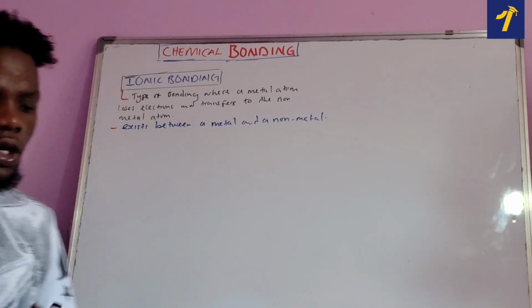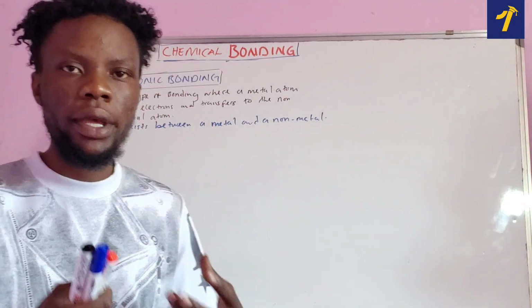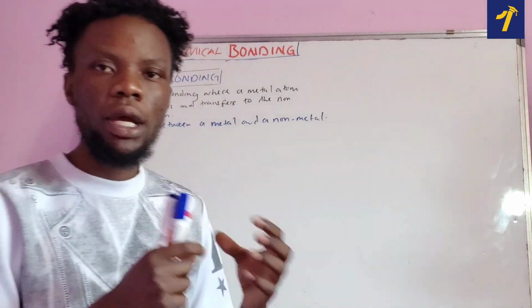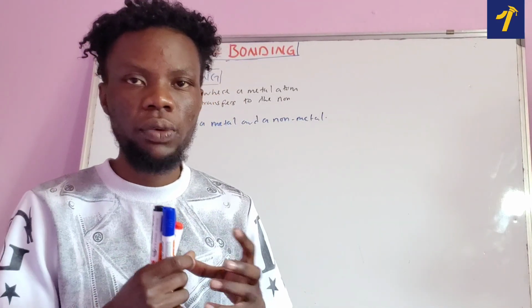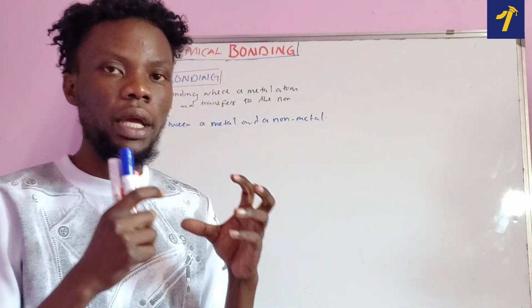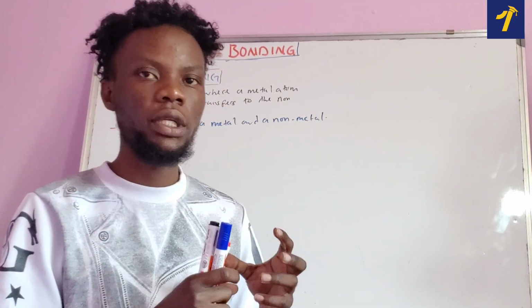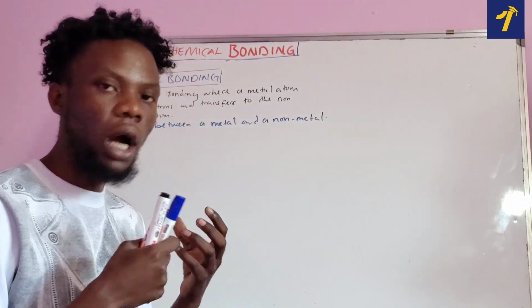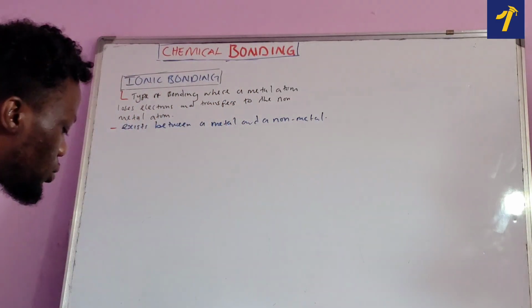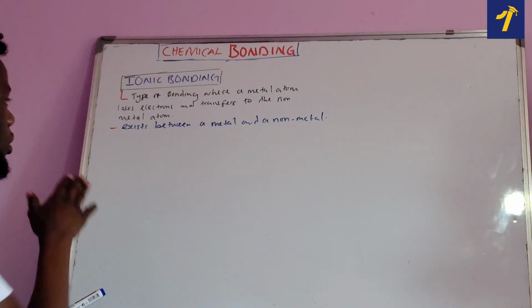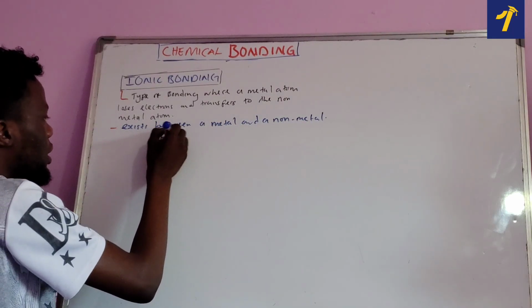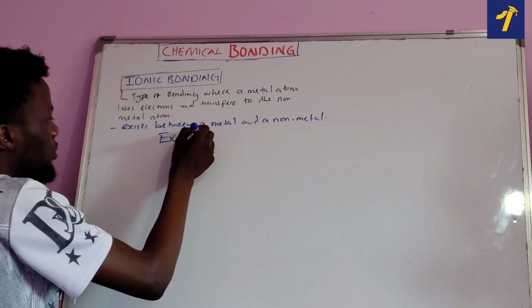Now, we need to understand how we can look at the atomic structure of an ionic compound, because when a metal and a non-metal react with one another, they form a type of compound which we call an ionic compound. Now, let us look at how this bonding happens. Let us look at a good example of this ionic bonding.